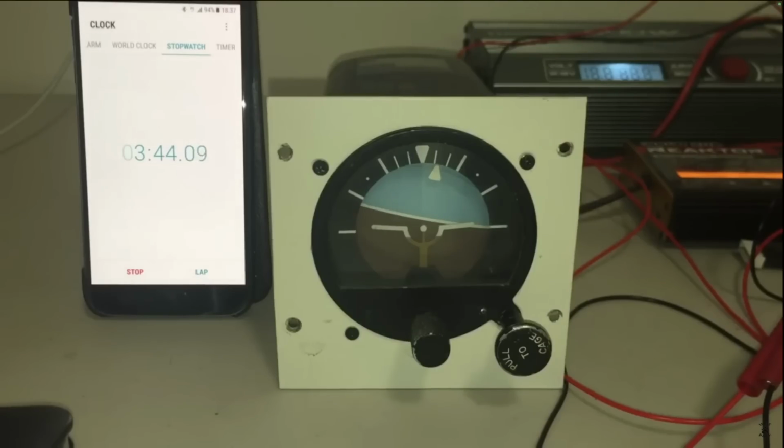So if you do a little bit of math, in 4 minutes, it's corrected more than 10 degrees, which means that it corrects at least 20 times faster than is required when flying over the Earth in an actual aircraft.